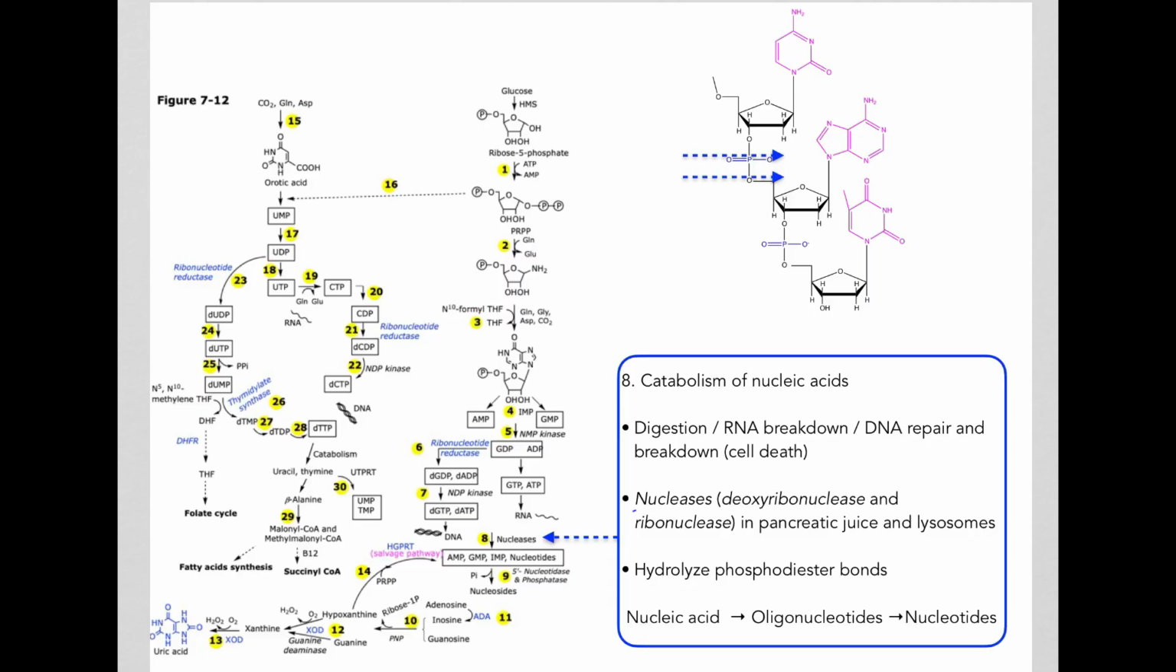So enzymes called nucleases, for example deoxyribonuclease and ribonuclease, found in cells as well as pancreatic juice, and also in lysosomes in cells, basically will hydrolyze the phosphodiester bonds. So remember, one sugar of a nucleotide is connected to the other sugar of a nucleotide by phosphodiester, and these enzymes will break down the nucleic acids into smaller fragments, oligonucleotides, and eventually into nucleotides.